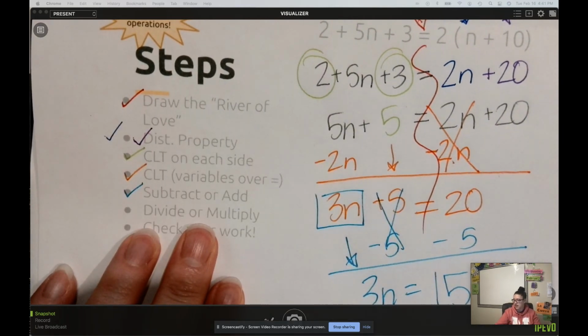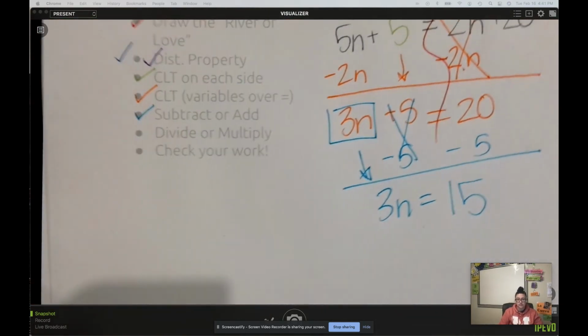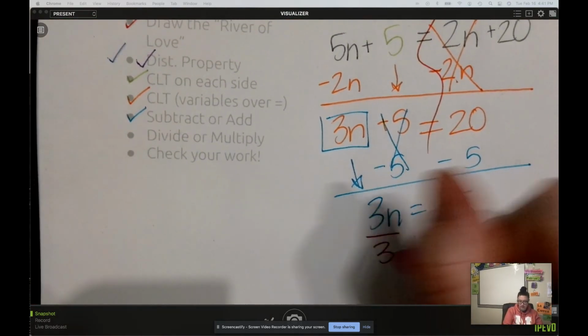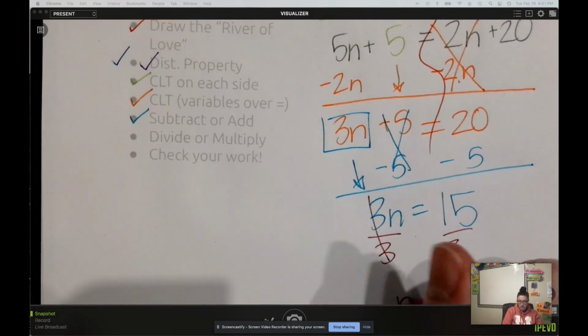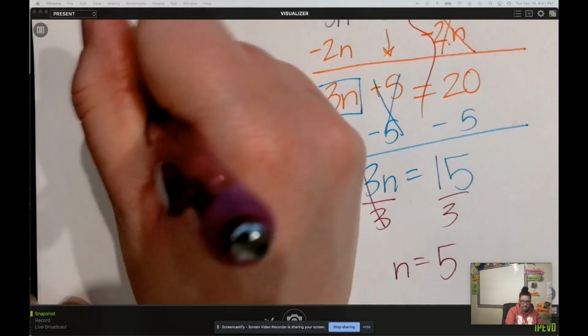Division and multiplication. Side by side means multiply. The inverse, the opposite, is to divide both sides by 3. So we get that n is equal to 5.